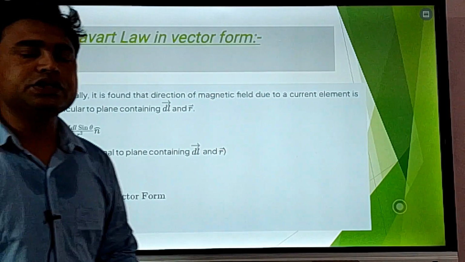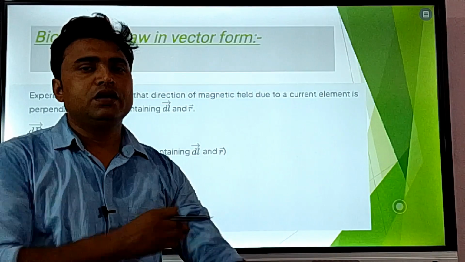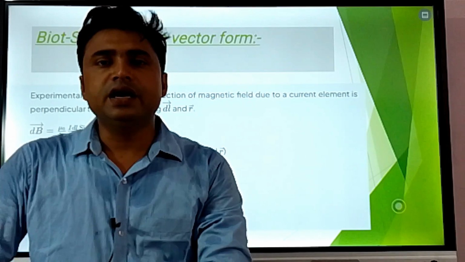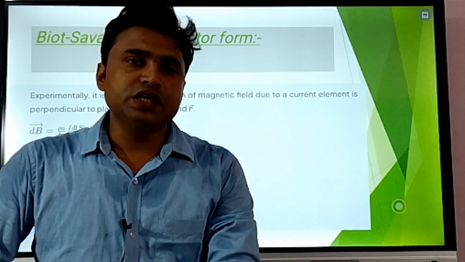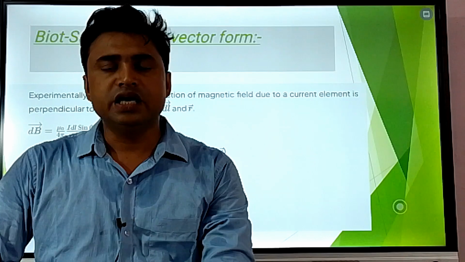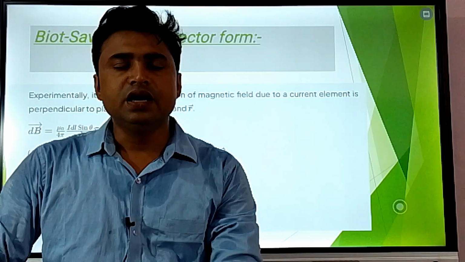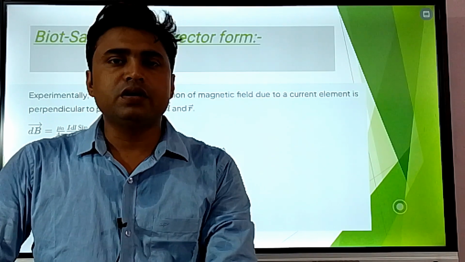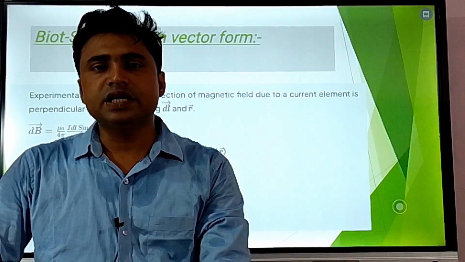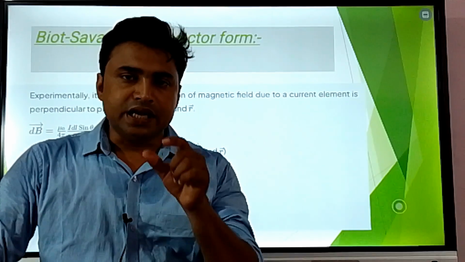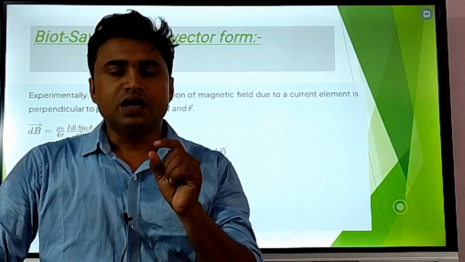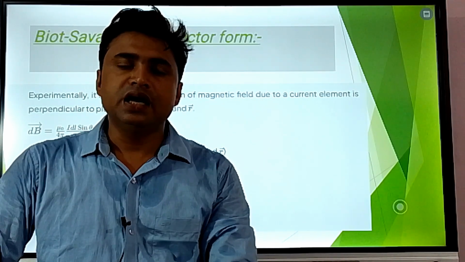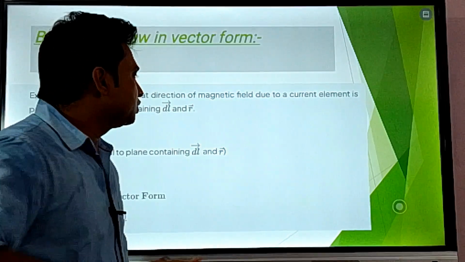Now let's see the Biot-Savart law in vector form. In vector form, how can we find it out? It was experimentally found that the direction of the magnetic field is always perpendicular to dl and r. And we know about the cross product, that is A cross B equals AB sin theta n cap, and this n cap represents the direction of a vector which is perpendicular to both A vector and B vector.